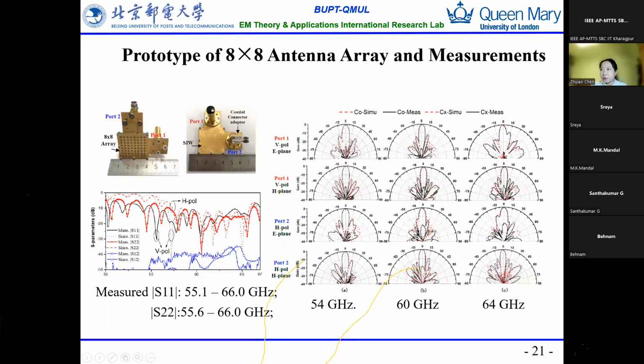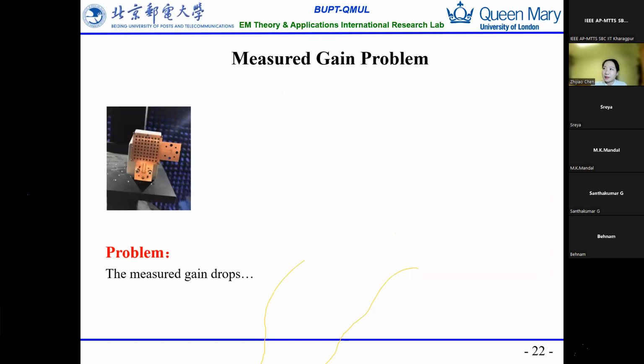But there was a problem when I measured the gain. At first, this antenna was measured, and we found that the measured gain dropped around 5 dB. That means a lot. That means most of the power is going somewhere. It's not emitted and radiated.